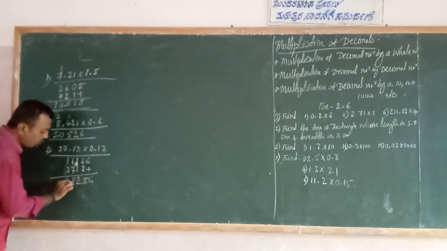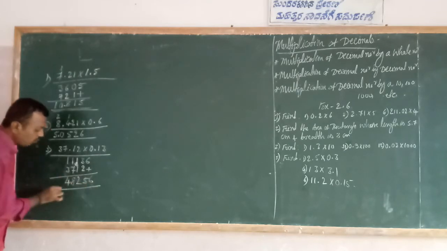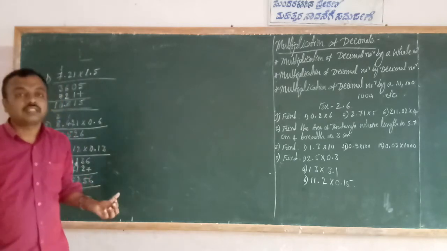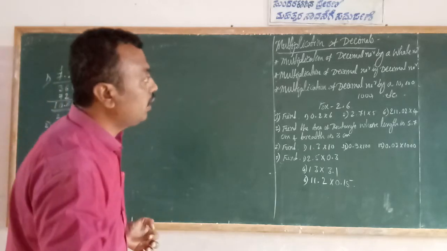So that becomes 4.8256. 4.8256 is the final answer. Do you understand? So like this, you have to multiply a decimal number by a decimal number.